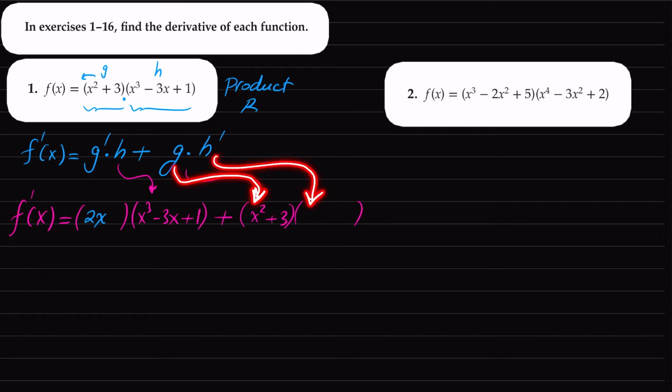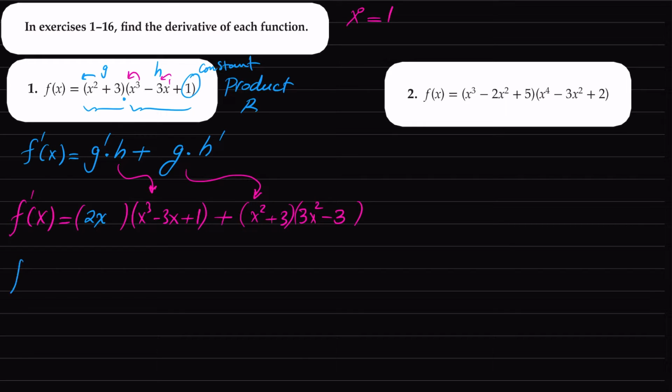Now we need to do h prime, the derivative of the second function. So we will drop 3 down and then subtract the power. It will be x squared minus, the power here is 1. We will drop it down. So 1 times negative 3 is negative 3, and the power will be 0. So x to the power 0 is equal to 1. No need to write it. And 1 is a constant, so its derivative, from the previous lesson, is 0.